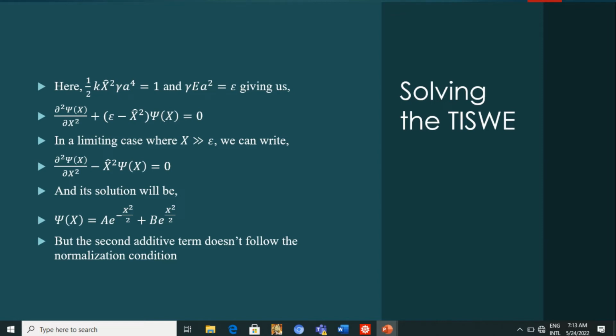Now here we have two additive terms. The first additive term is great, looks nice. The second one does not follow the normalization conditions. If you multiply this psi with another psi in our integral, it will explode. A probability cannot be greater than 1 in psi star into psi, but this thing will explode at several values of X. So we don't need this term. We'll just get rid of it.